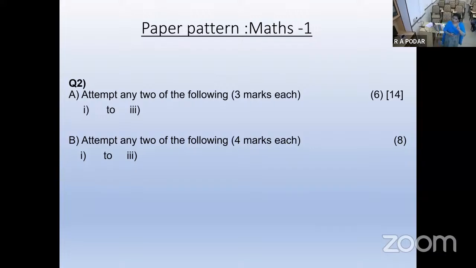Out of that solve only 2 questions. Each question having 3 marks. So these questions have totally 6 marks. Any 2 you attempt as per your comfort. Question 2B. Here also similar. 3 questions are given. Out of that solve any 2. Each question having 4 marks. So 8 marks for B part.